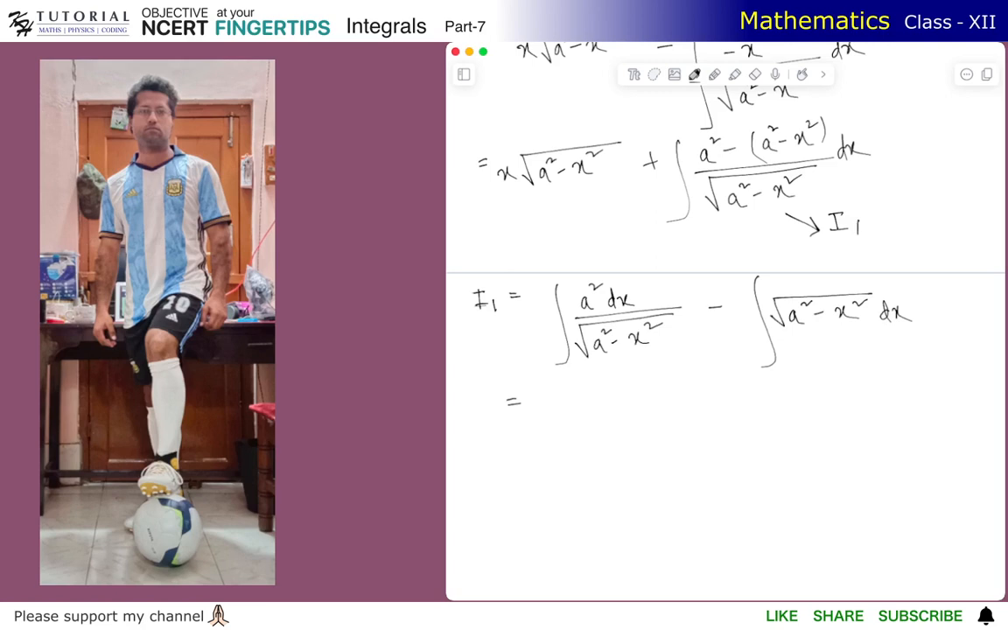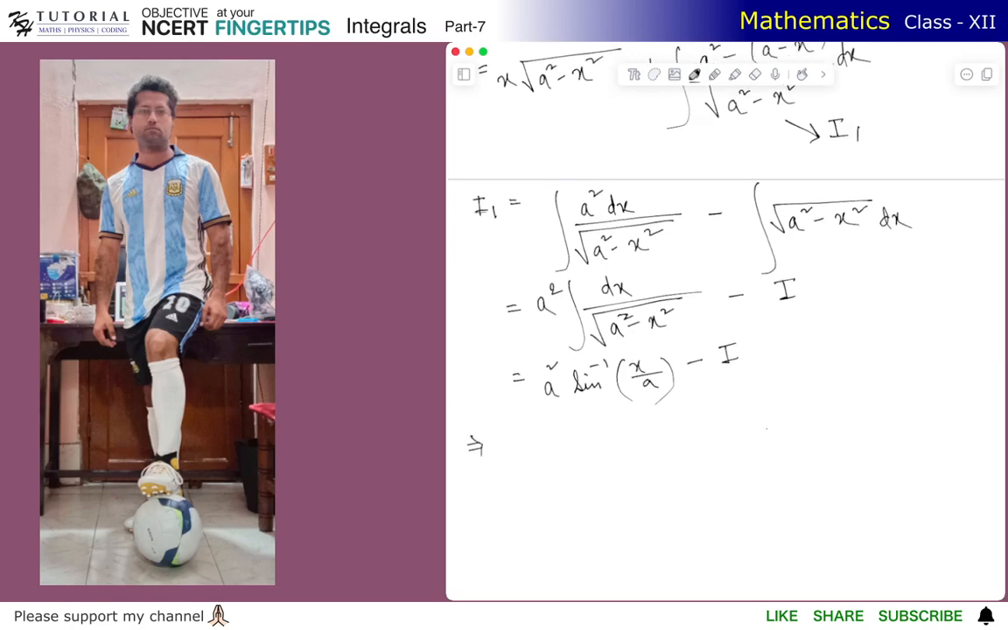So we have, if we take out the constant term a square, we get this, and this is basically again I, which we are trying to solve. Now this is the integral of 1 by square root of a square minus x square, which is sine inverse x by a, and over here we have minus I.